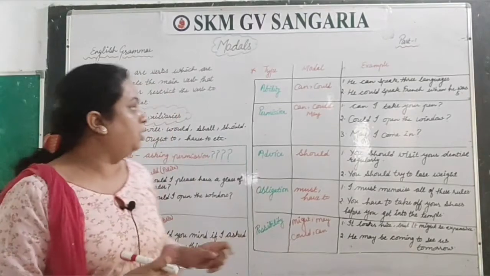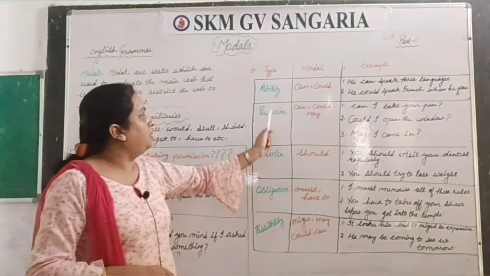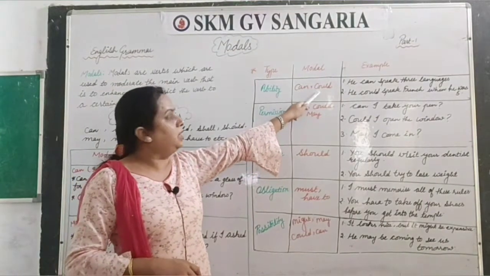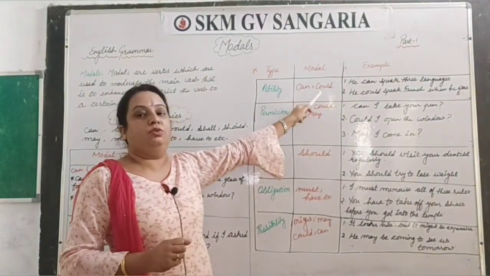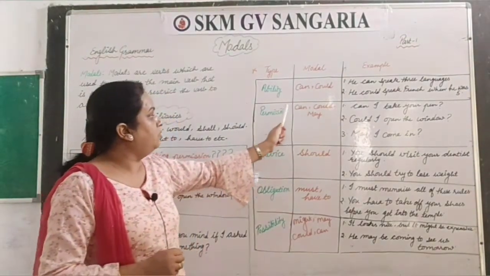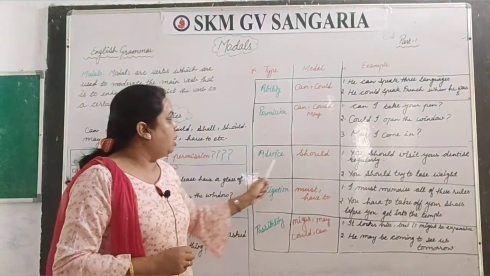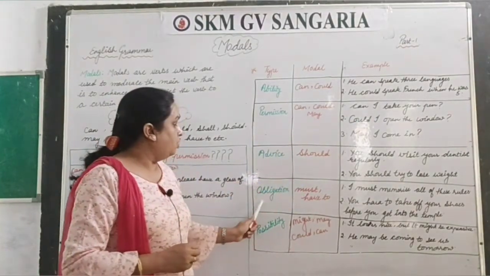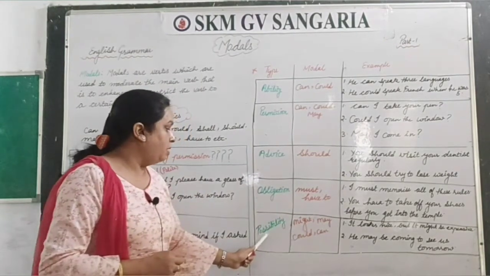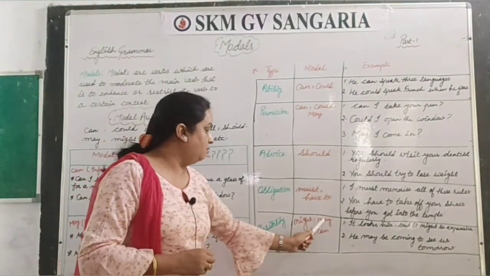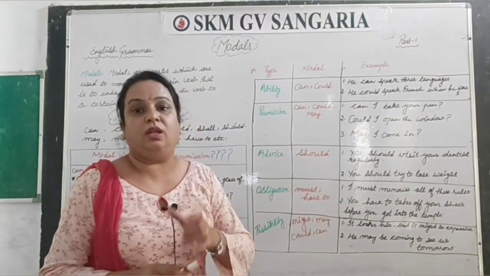So let's please quickly revise this. For ability you can use can and could. Can is used for present ability, and for past ability you have to use could. Next one is permission. For permission you can use can, could and may. For advice you can use should. For obligation you have to use must and have to. For possibility you can use might and may, could and can, right? So this was all about it in brief.